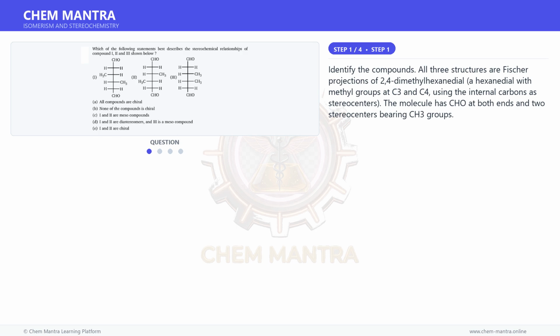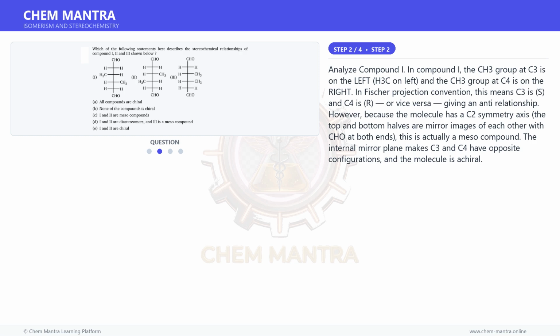Identify the compounds. All three structures are Fischer projections of 2,4-dimethylhexanediol, a hexanediol with methyl groups at C3 and C4 using the internal carbons as stereocenters. The molecule has CHO at both ends and two stereocenters bearing CH3 groups. Moving on to the next step.